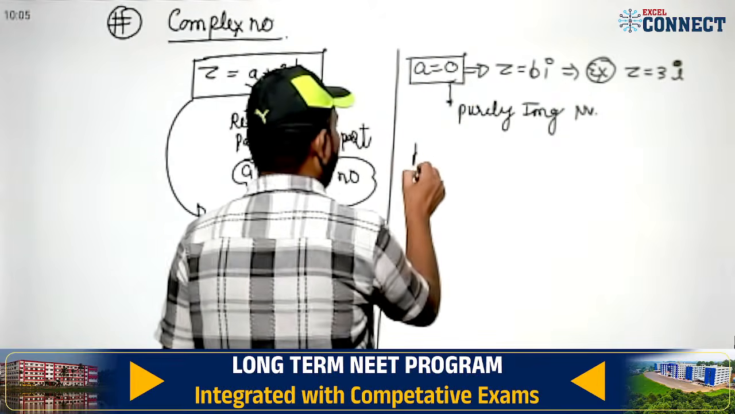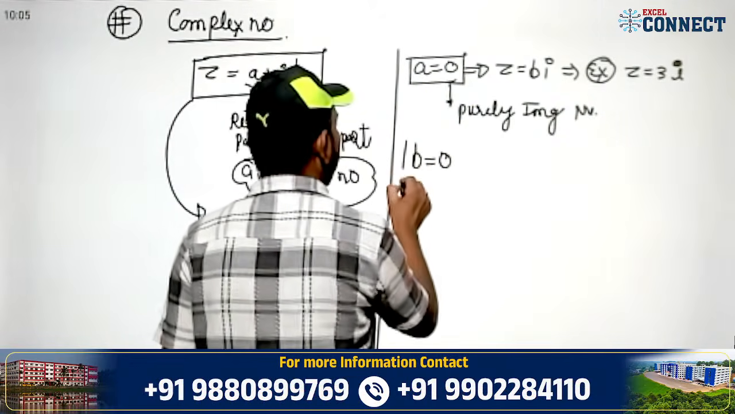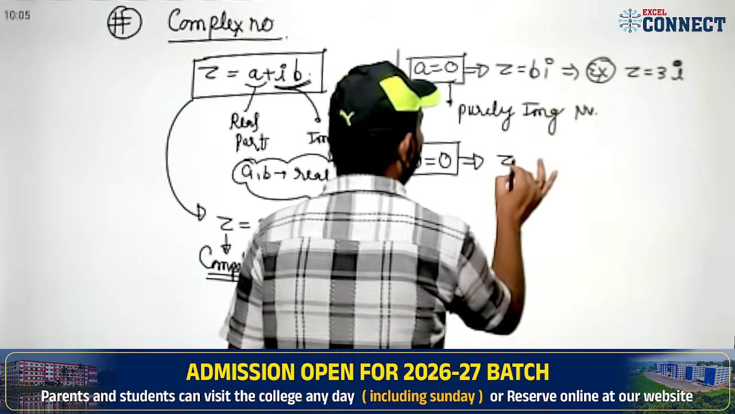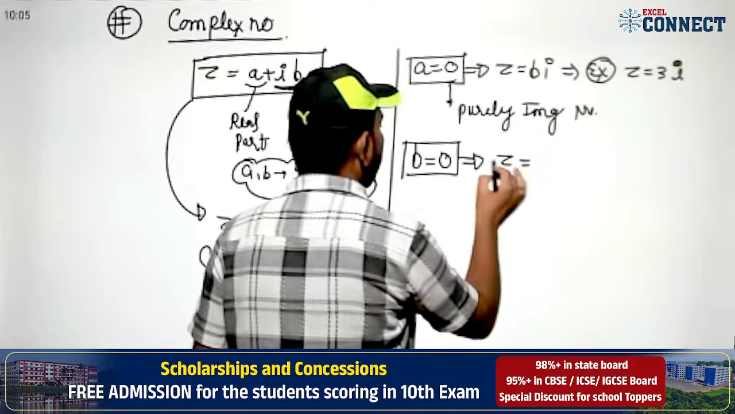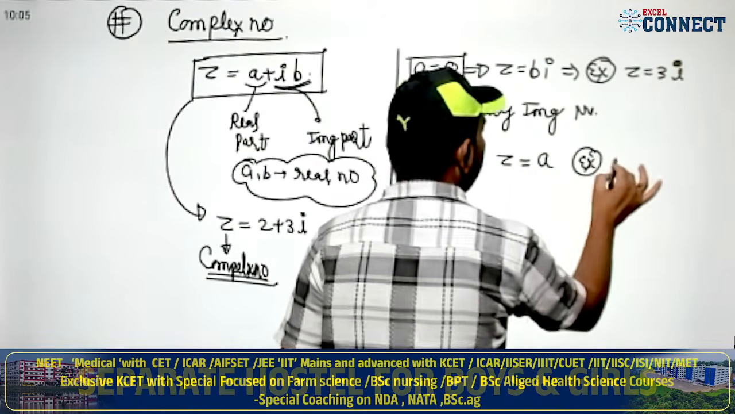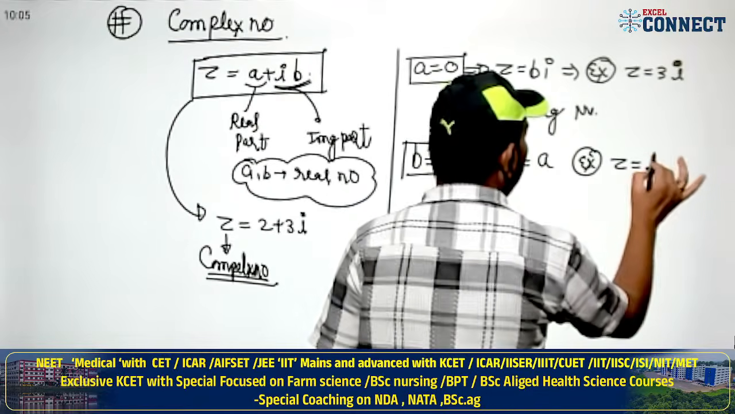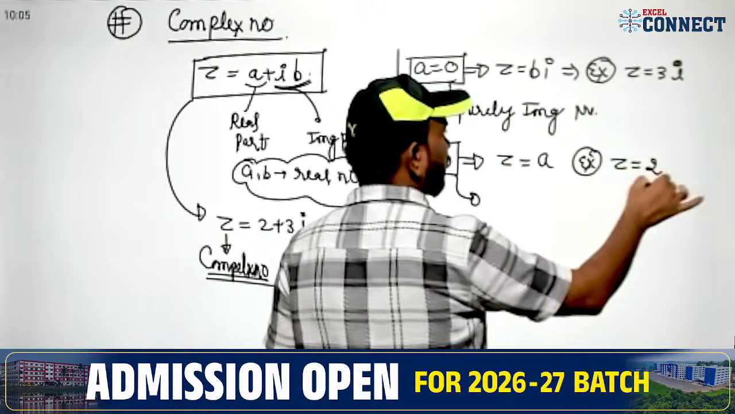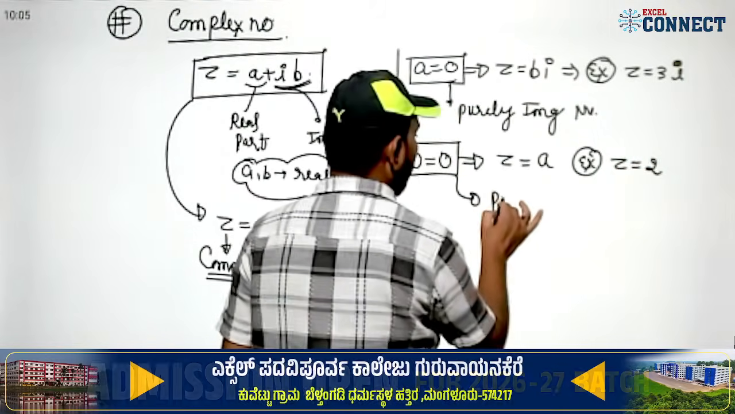If I say b is equal to 0, it means z is equal to a only. For example, if I write z is equal to only 2, this is called purely real, because only the real portion is coming. So it is a purely real number.